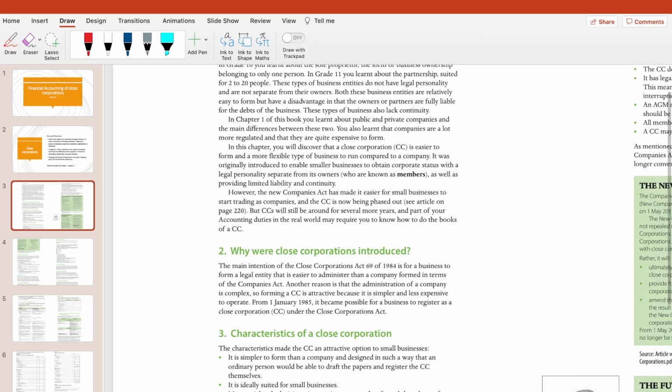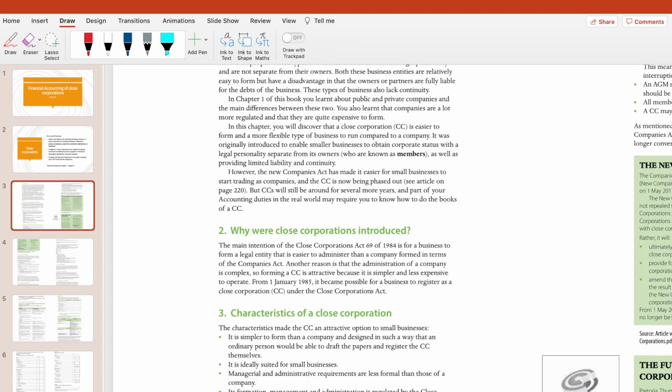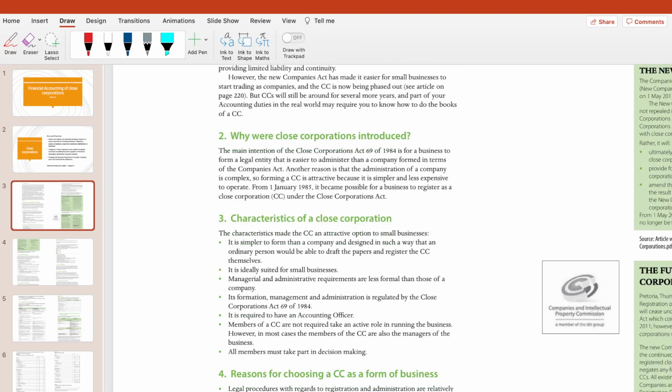Now, in recent years, the New Companies Act has made it much easier for smaller businesses to start as companies. Now the CCs are actually being phased out, and that you can read in the article on page 220. But a CC will still be seen in the business world for the next several years, and that's why we are introducing it to you as well, so that you know that there is something like a CC.